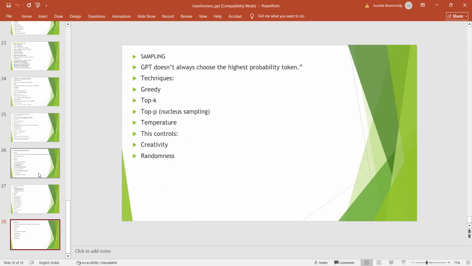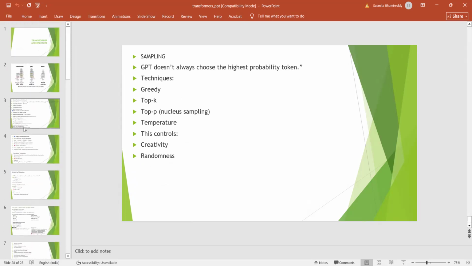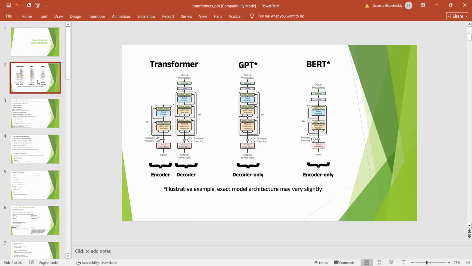So GPT does not always choose the highest probability token. It has some techniques like greedy, top K, top P, temperature. So how this controls means by using this creativity and randomness. So this is all about the transformer architecture, like encoder and decoder.